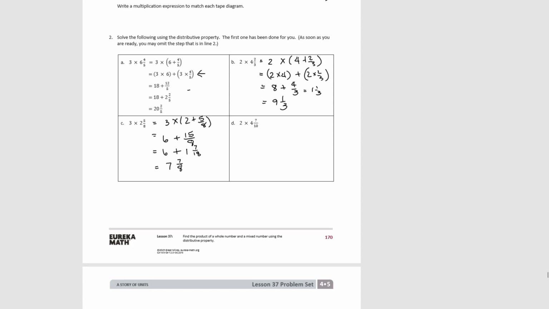Try D. For D, we have 2 times 4 plus 7/10. 2 times 4 is 8. 2 times 7/10 would be 14/10. That would be equal to 8 plus 1 4/10, which would be 9 4/10. Or if you simplify, 9 2/5.